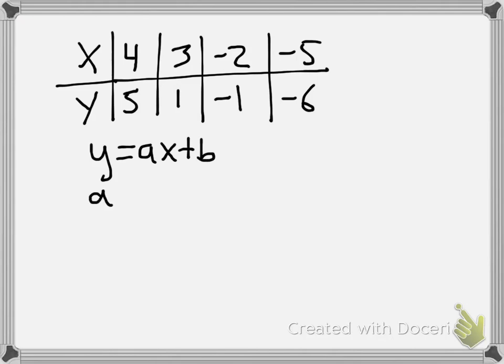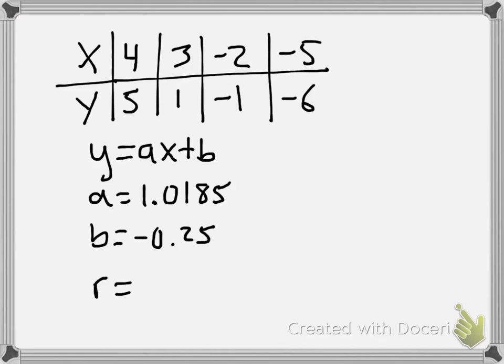Below that I see a is equal to 1.0185, and there's some more decimals. I don't need to go any farther than that. It's telling me my b value is negative 0.25. Again, we don't need our r squared in Math 1, so I'm not going to worry about that one. It gives me an r value of 0.9448. Again, more decimal places, but I don't need to go farther.